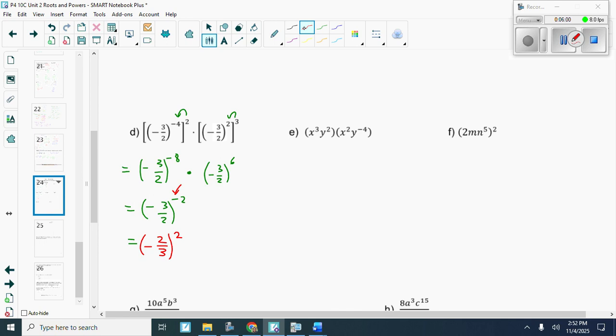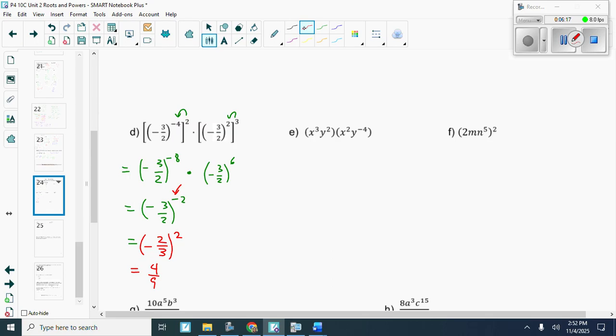Now for numbers like this, yes, I would like you to actually give me the answer. So for this, I would expect 4/9. I took the -2 and squared it, and I took the 3 and squared it, so that's where the 4 and the 9 come from.